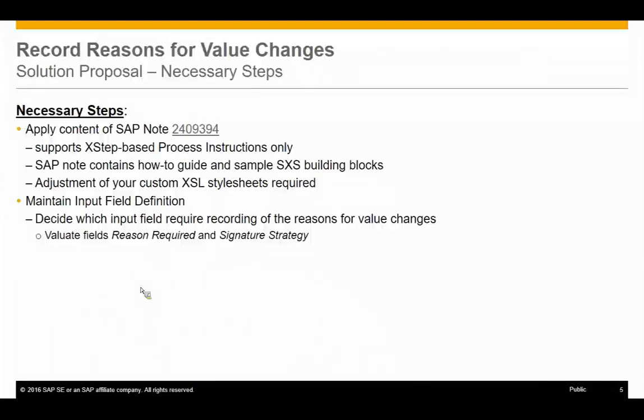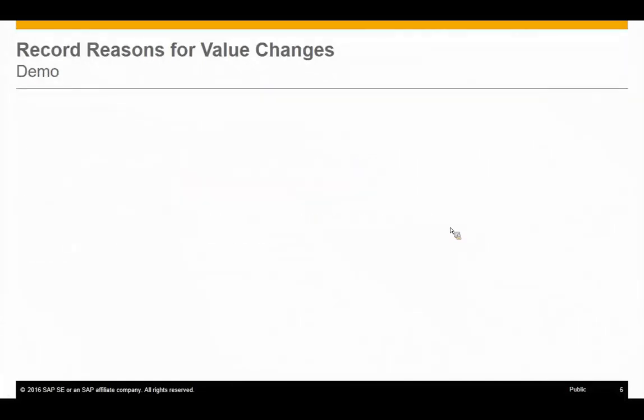Okay, which input fields do you really require this recording of the reason for value change for, and which not? And if you say, okay, this input field information is really relevant, and I want the user to enter the reason why he did the change, then you have to evaluate the field's reason required and also the signature strategy, if you want to use a multi-step confirmation procedure for that. And then of course test it. Having talked a lot about this, I would like to show you how it works in action.